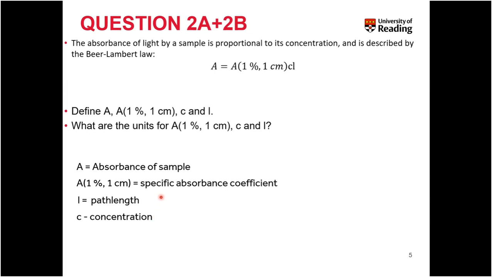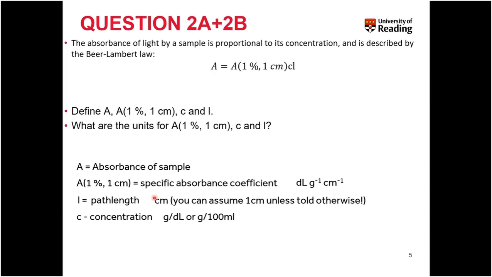Now the units for these 3 terms are deciliters per gram per centimetre for the specific absorption coefficient, centimetres for path length, and you can always assume these are 1 unless you were told otherwise, and grams per deciliter or grams per 100 ml for concentration. You can use either of these terms and they are completely interchangeable.